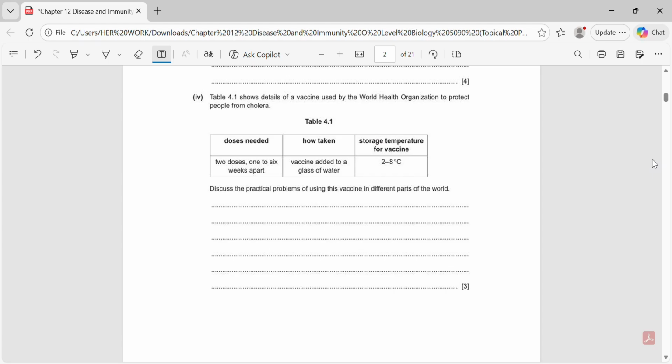The vaccine is taken orally by mixing it into a glass of water. And, the third aspect is the storage temperature for the vaccine. The vaccine must be stored at a temperature between 2 to 8 degrees Celsius.